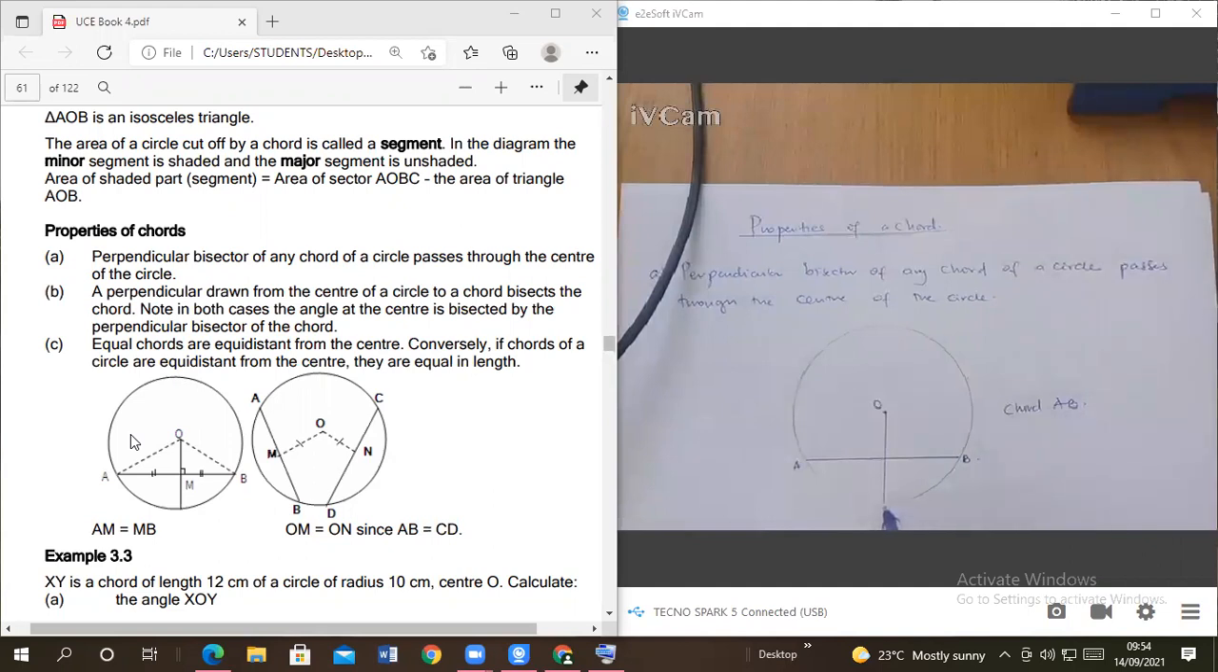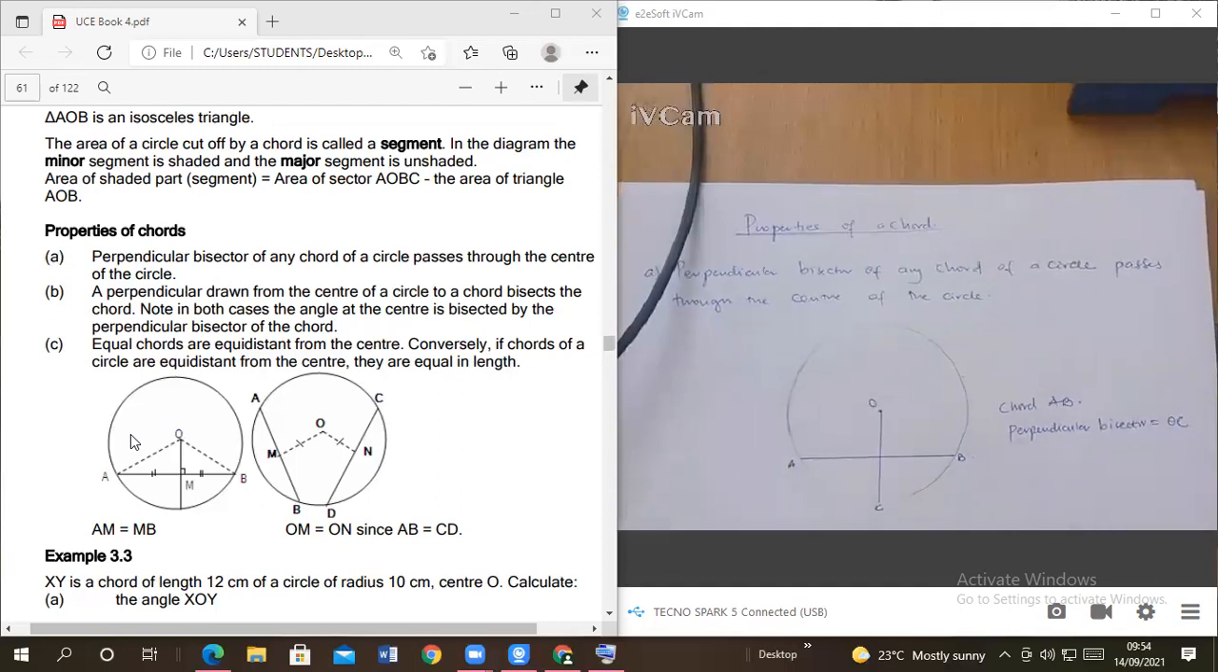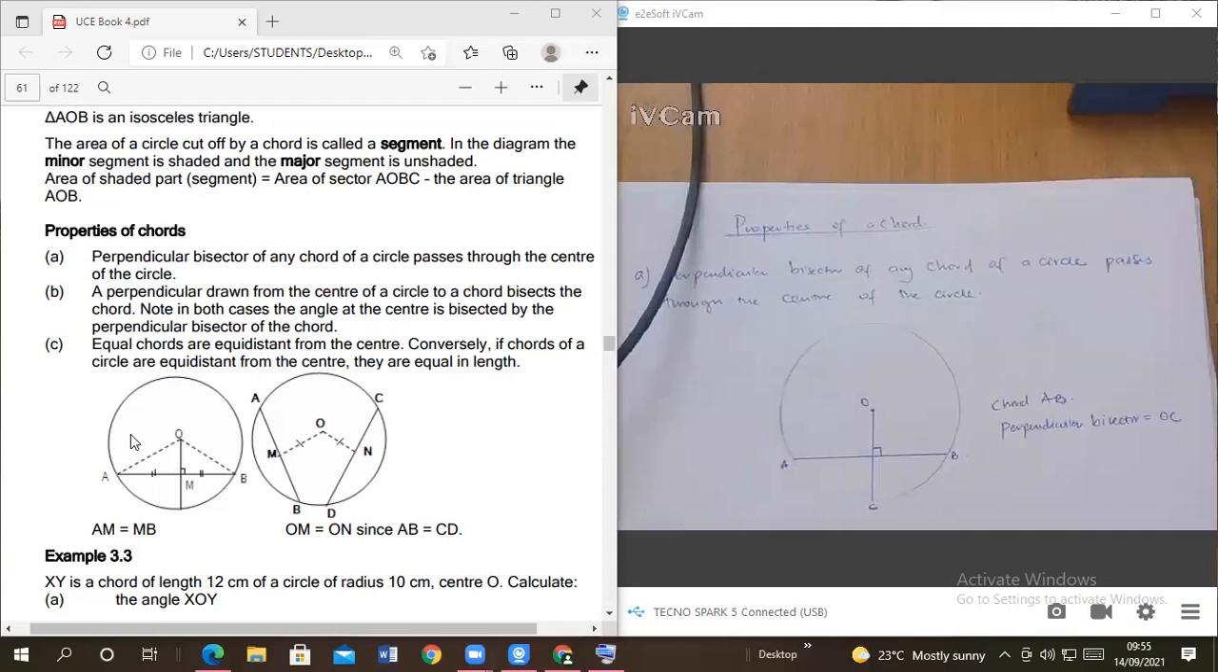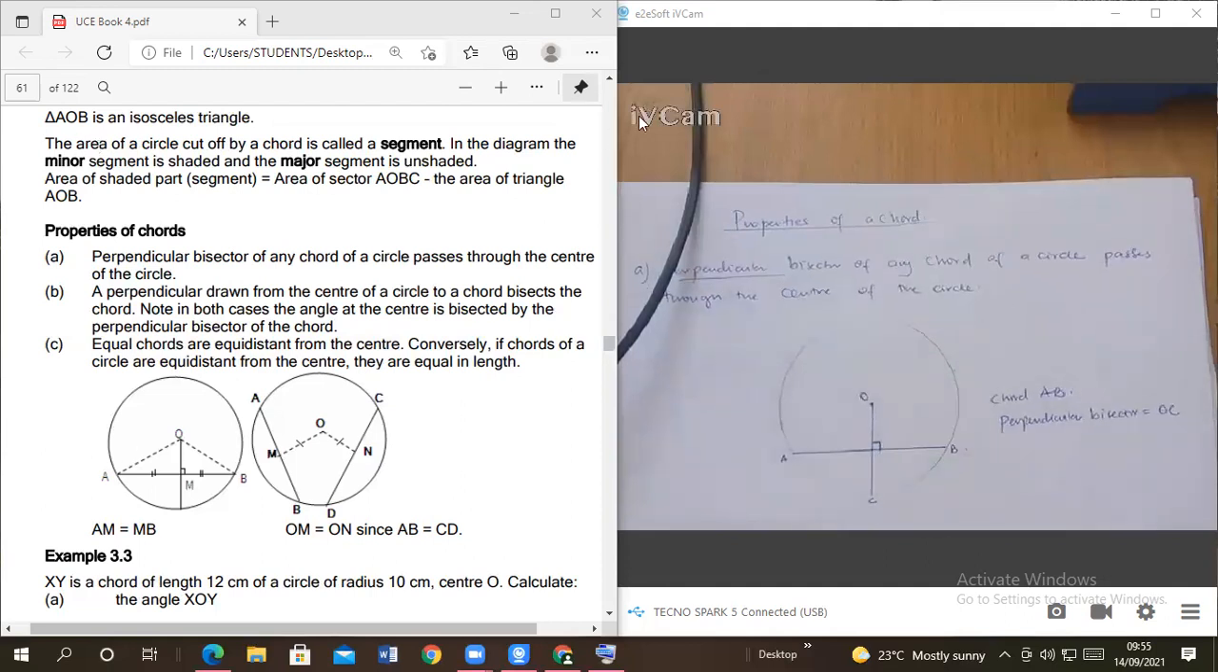And if I call this one point C, then I will say that our perpendicular bisector is what? Is OC. Now we're together, it's OC, because it cuts AB at 90 degrees. So that line that bisects the chord into two always meets at the center. If you are to draw a line that bisects this line AB into two, it should be able to meet at the center of that circle. And we have said perpendicular bisector, meaning that it is at 90 degrees. Yes. So that's the first point that you should note down.